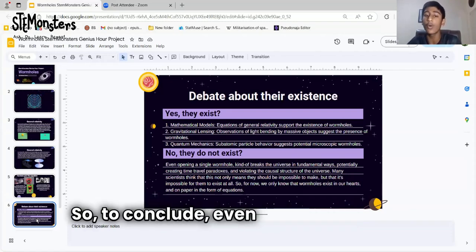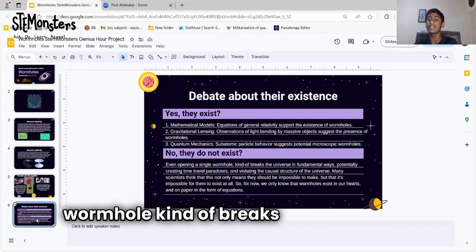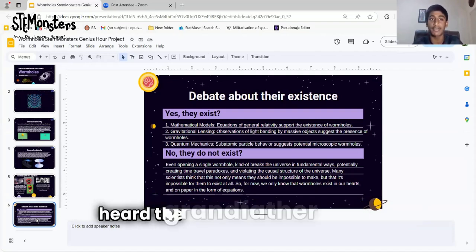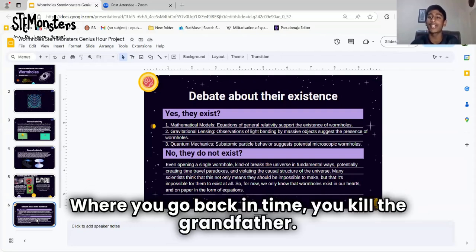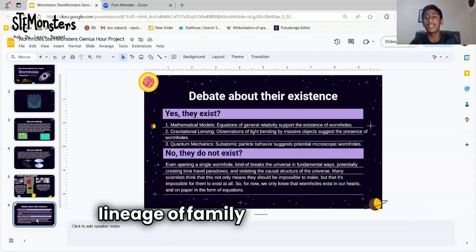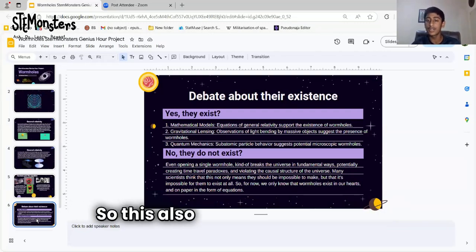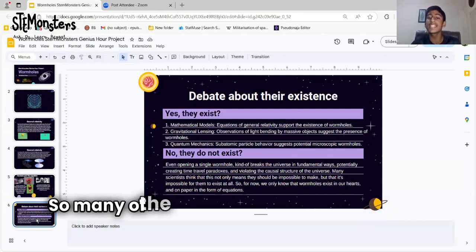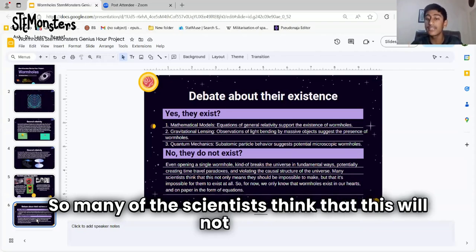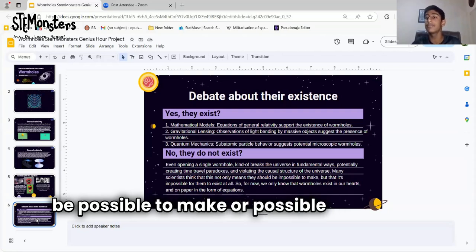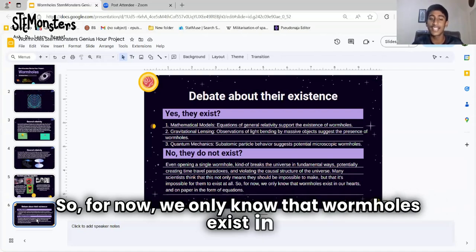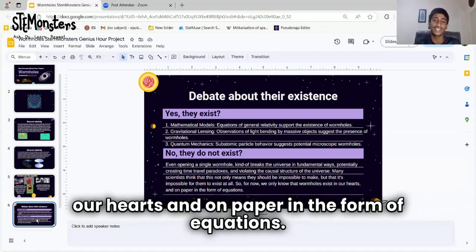So, to conclude, even opening a single wormhole kind of breaks the universe in fundamental ways, potentially creating time travel paradoxes. For example, you might have heard the grandfather paradox, where you go back in time and kill the grandfather, which means that none of the entire lineage of the family would be there. So, this also causes the structure of the universe to be violated. Many scientists think that it will not even be possible to make, that it's impossible for them to exist at all. So for now we only know that wormholes exist in our hearts and on paper in the form of equations. Thank you.